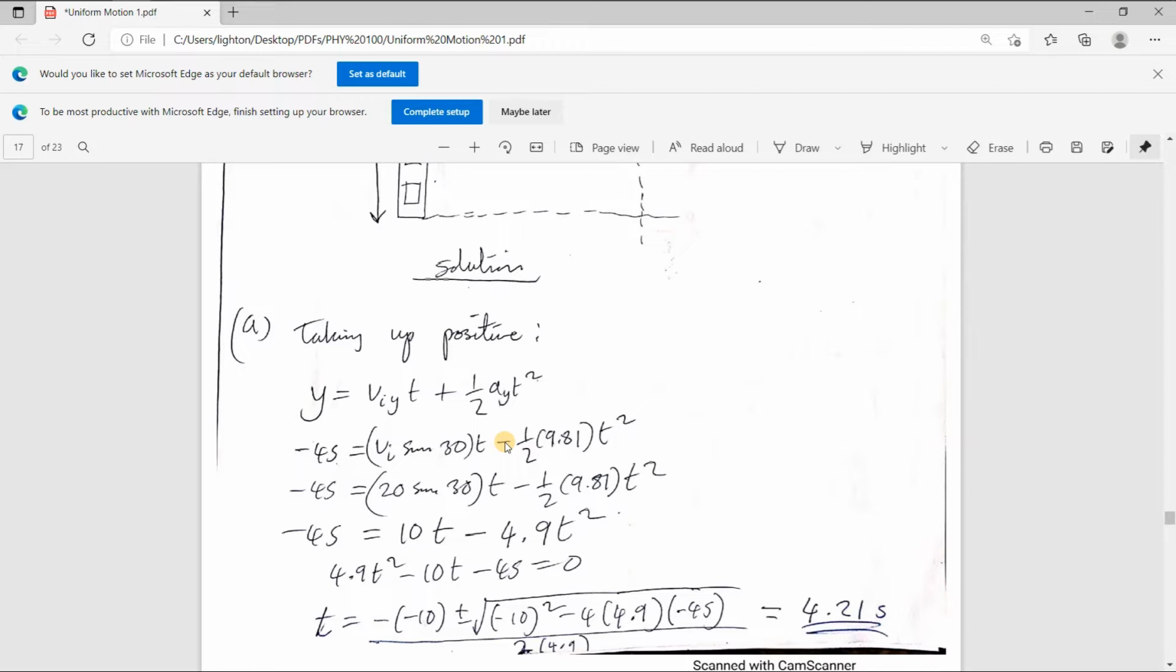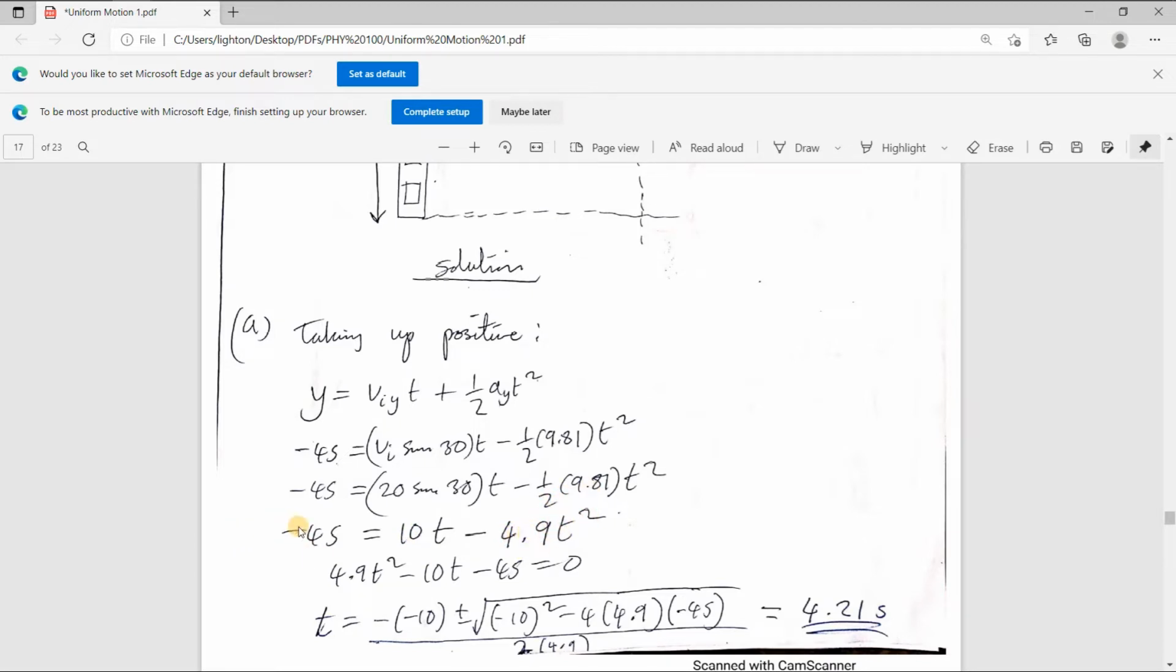And we have chosen up as positive. You must know that. So this is vi sine 30 times t minus half gt squared. So this is minus 45. Now this vi is just 20 sine 30. This is the initial velocity, which is 20 sine 30 times time minus half 9.81 t squared. Simplifying further, we have 10t minus 4.9 t squared.